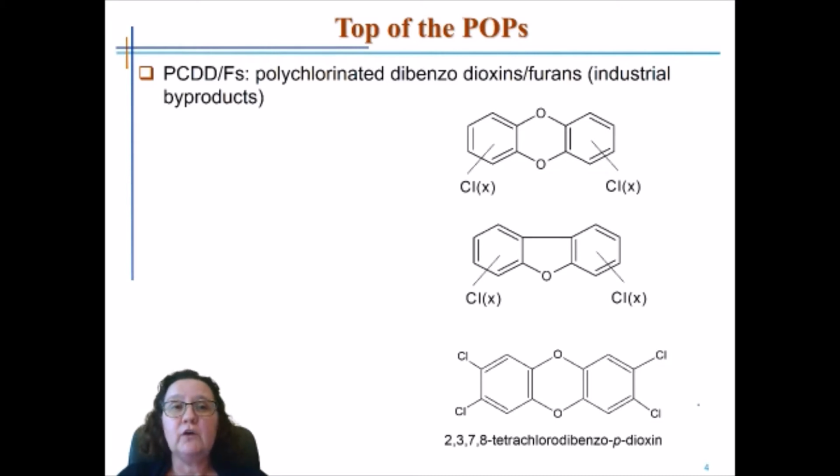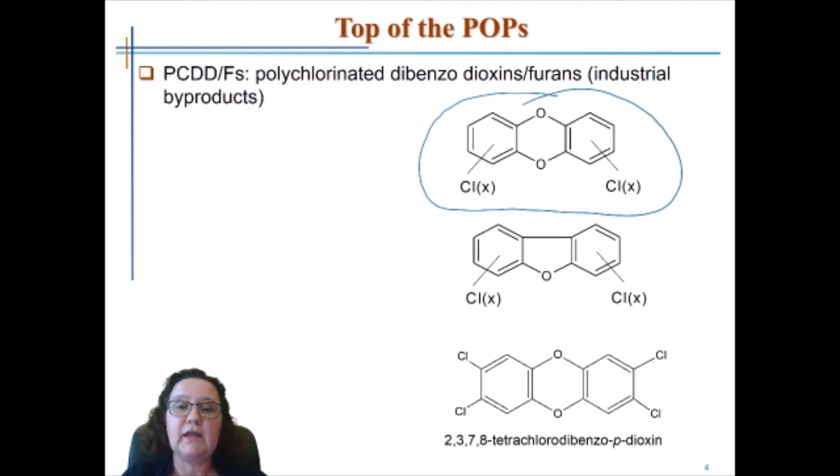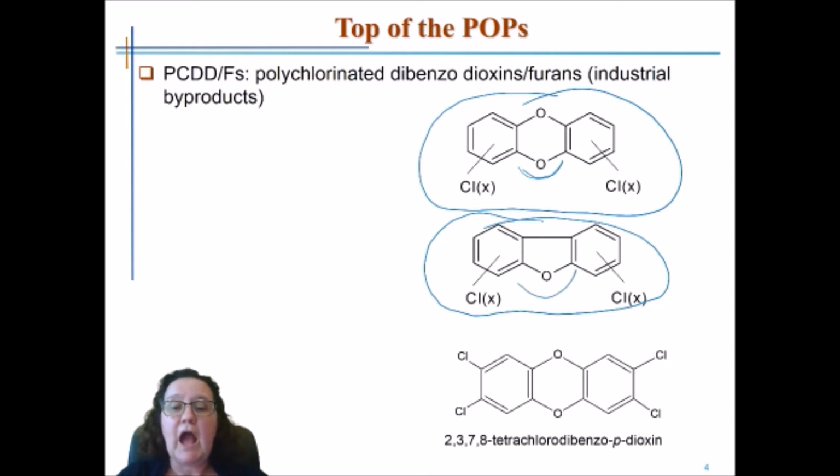The first type I'm going to cover is PCDDs and PCDFs. Those are polychlorinated dibenzodioxins and polychlorinated dibenzofurans. They are not produced on purpose, intentionally, but they are sometimes industrial byproducts of other reactions. And you can have here the example of how a dioxin looks like and how a PCDF looks like. This center ring here is the dioxin ring, and this one is a furan. And here I've got an example of a particular one.